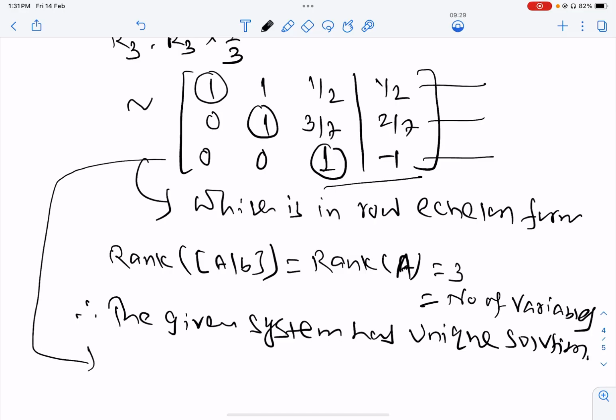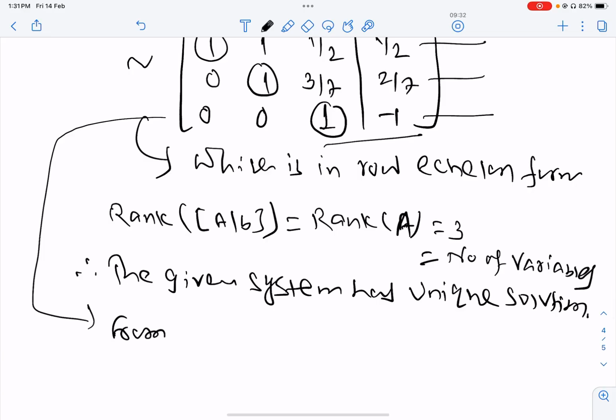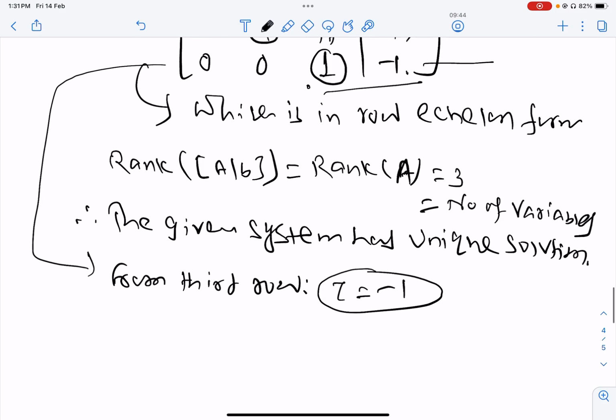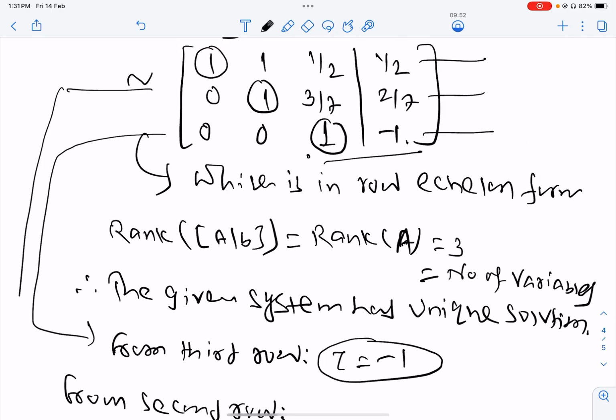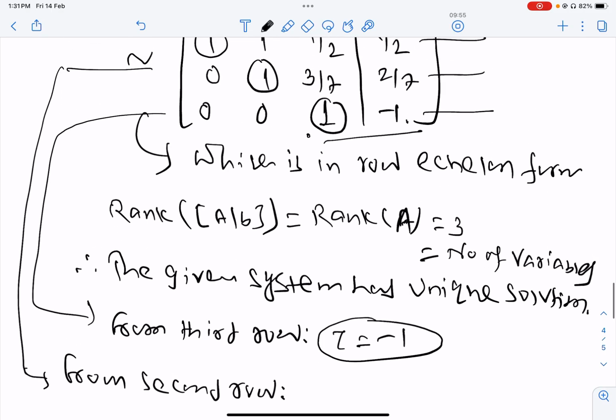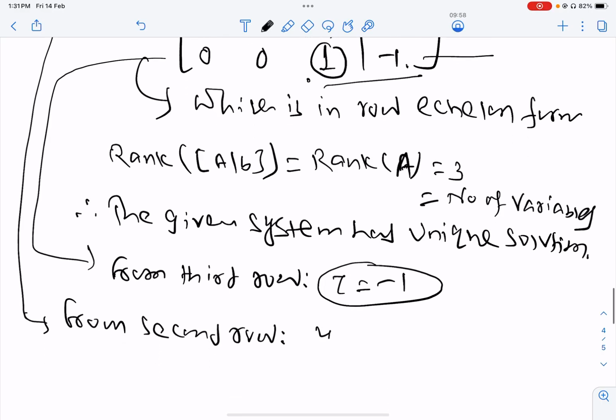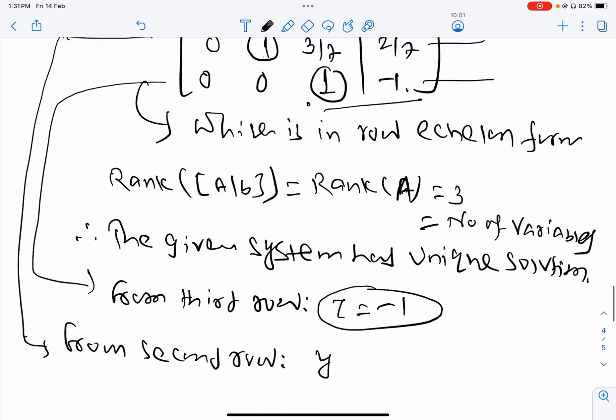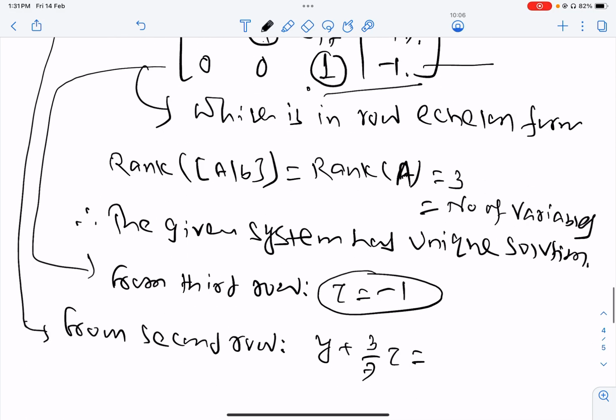Now from the third row, you can see that this is Z and this is minus 1. So Z equals minus 1. From the second row, what is the second row? It is 1, that means Y, plus 3 by 7 Z, equal to 2 by 7.